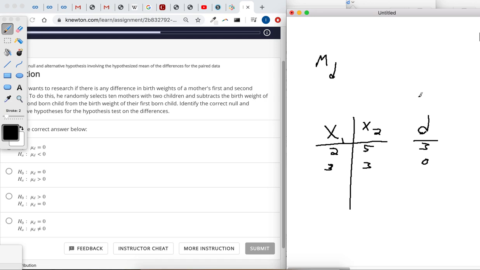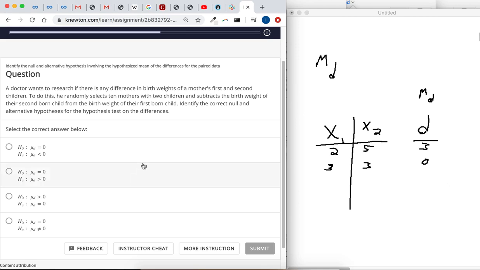Okay, so that's what mu sub D is. It's the population mean of the differences. It's the mean of this column of differences. Add them all up, divide by how many there are.